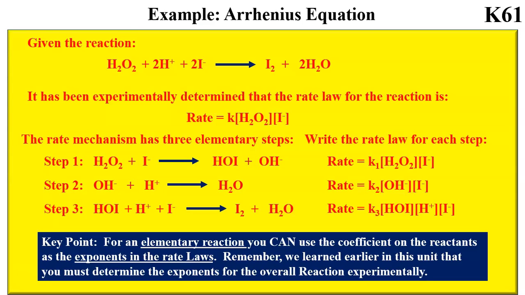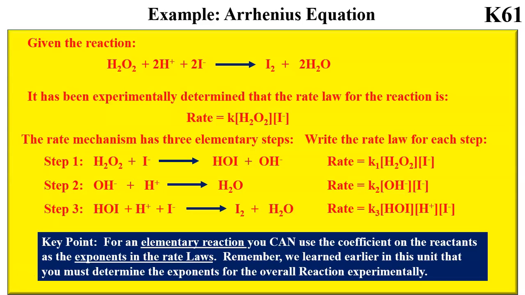For an elementary reaction, you can use the coefficients on the reactants as the exponents in the rate law, just for that particular elementary step. Remember, we learned earlier in this unit that you must determine exponents for the overall reaction experimentally. So for the rate law that you see on the screen there, rate equals k[H2O2][I-], those exponents of 1 above H2O2 and above I-, you can't determine those from the coefficients in the chemical reaction. You have to determine those experimentally. But in elementary steps, you can use the coefficients.